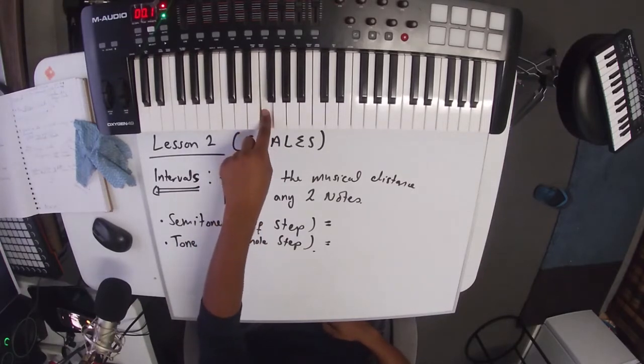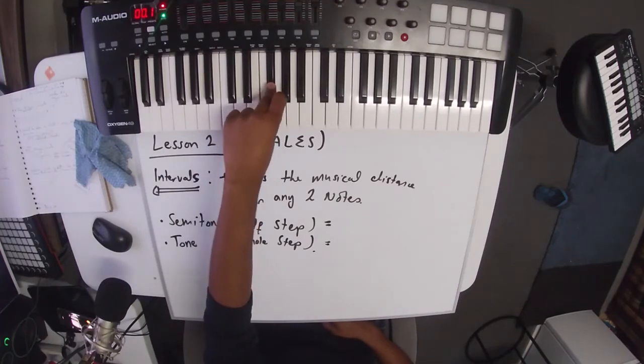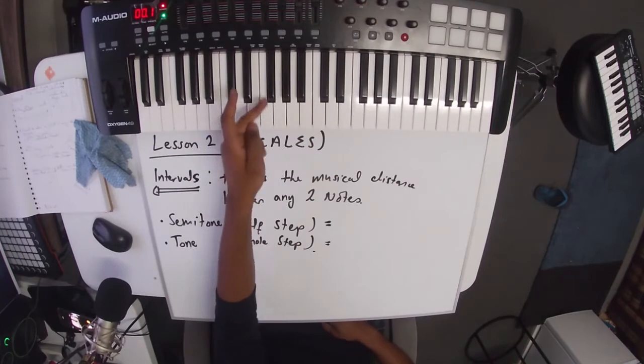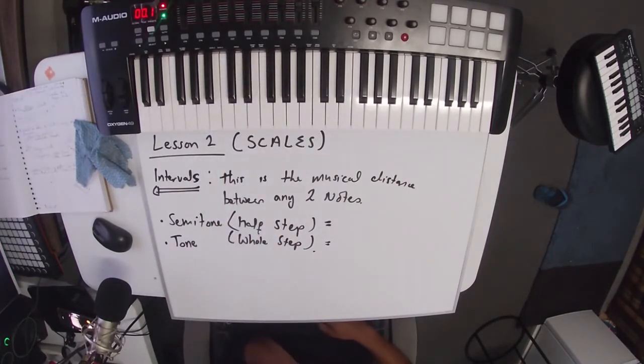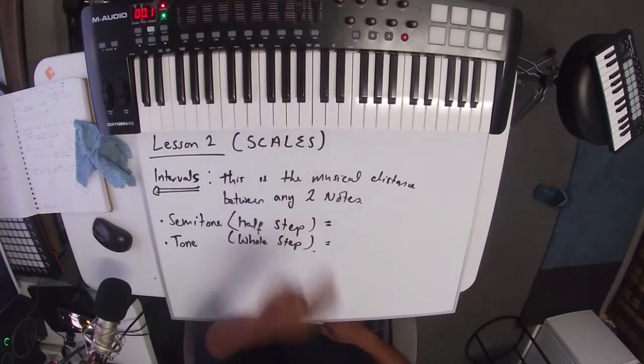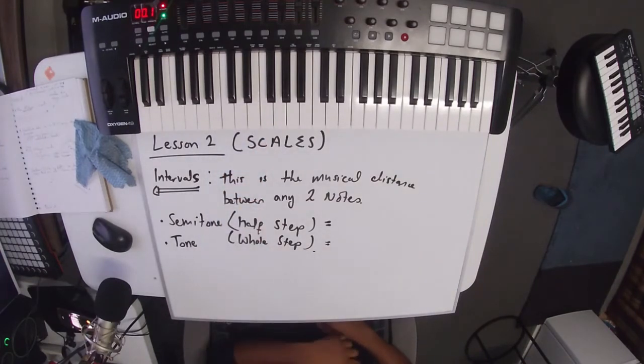So this F, now the distance in pitch, or musical distance, which exists in between these two notes is the semitone. This distance which exists here is the semitone. So a semitone is the distance in pitch between a note and its nearest neighbor.